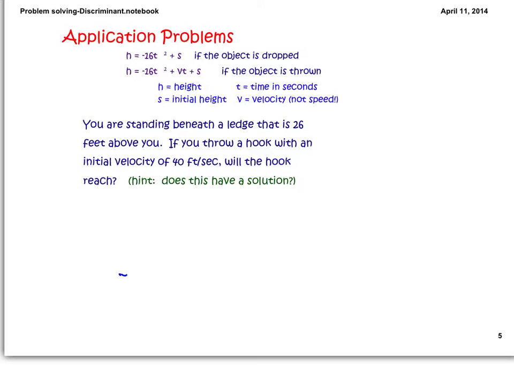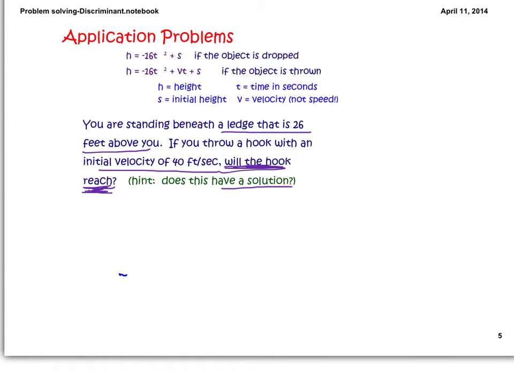Most of your assignment today is going to be application problems, actually all of your assignment today. And sometimes all you will have to do is figure out if it has a solution or not. Sometimes there's more to it, like the last time, but sometimes it's like this. You're standing beneath a ledge that is 26 feet above you. If you throw a hook with an initial velocity of 40 feet per second, will the hook reach? It's not asking how long, it's just saying, is it possible? Is it going to happen? Anytime you have a word problem that asks is it possible, you're looking at whether it has a solution.